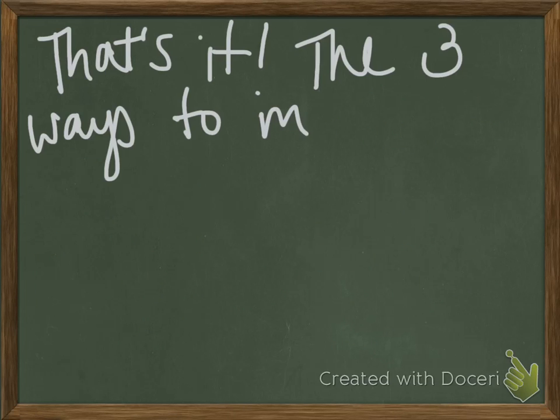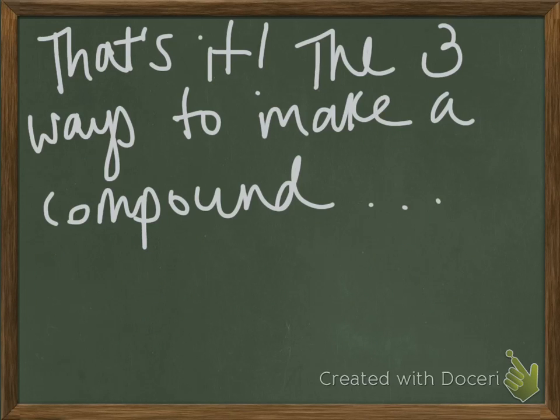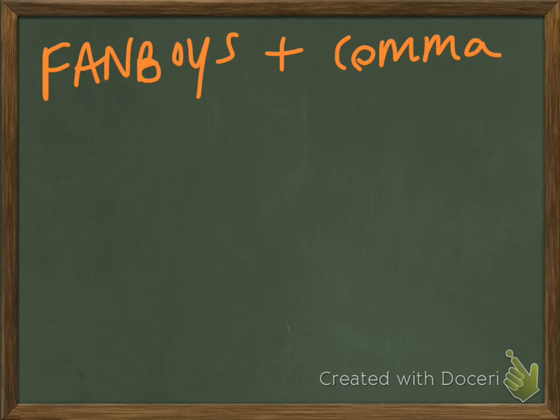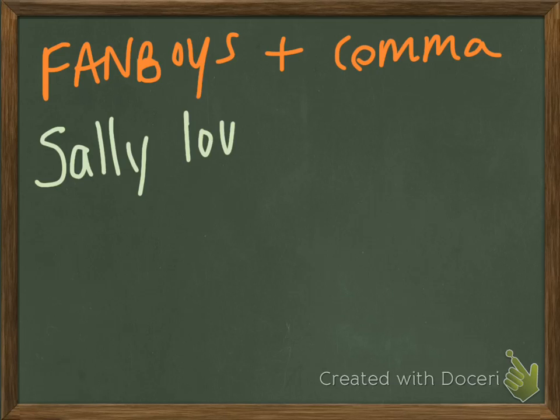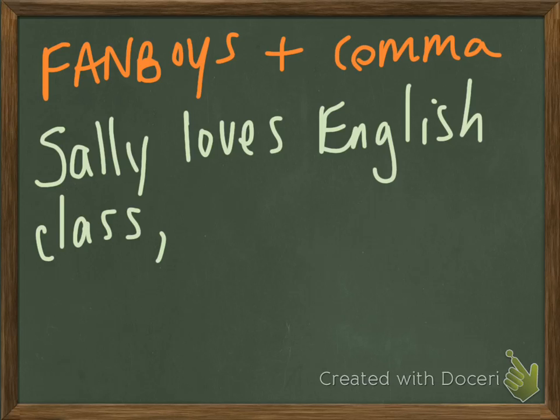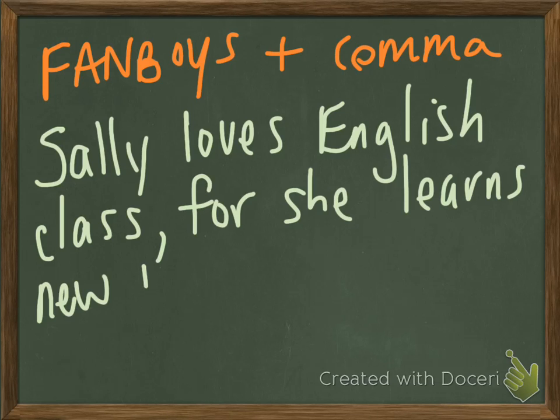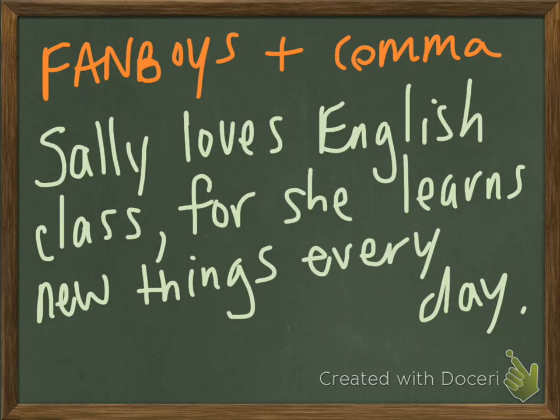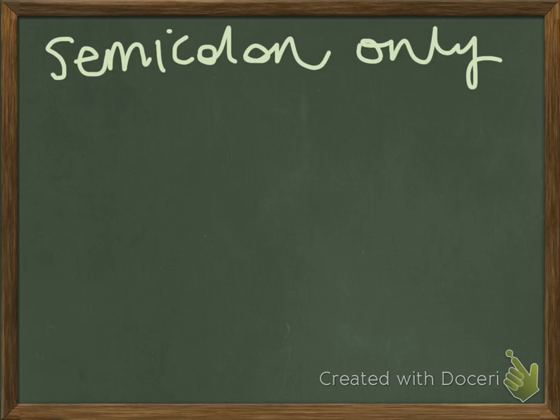So that's it. Those are the three ways that you will use to make a compound sentence. And just reviewing one more time. First way, you can take your two independent clauses and join them with a fanboy with your comma. Sally loves English class, comma, for she learns new things every day. Now, don't we all feel that way? And we're using the comma for as our way of joining those two independent clauses.